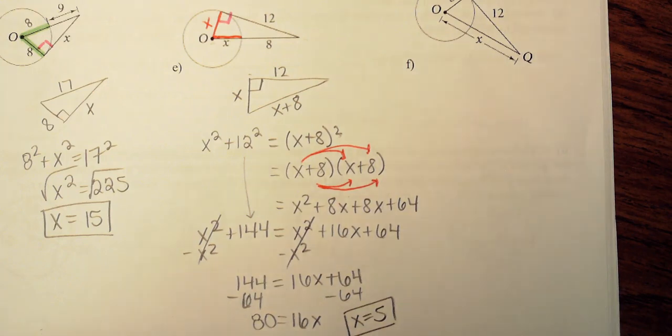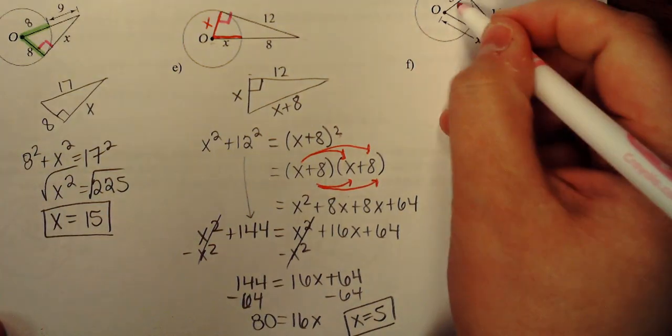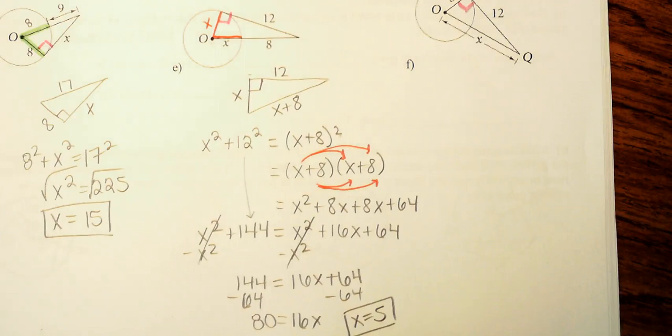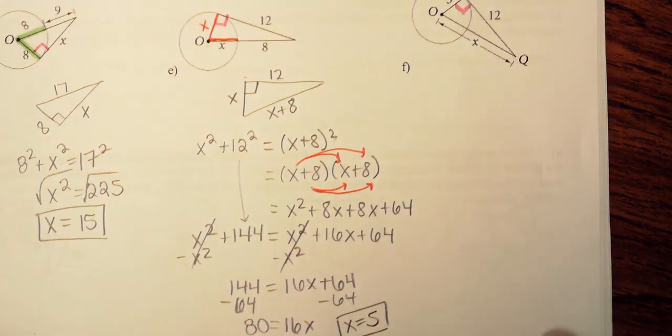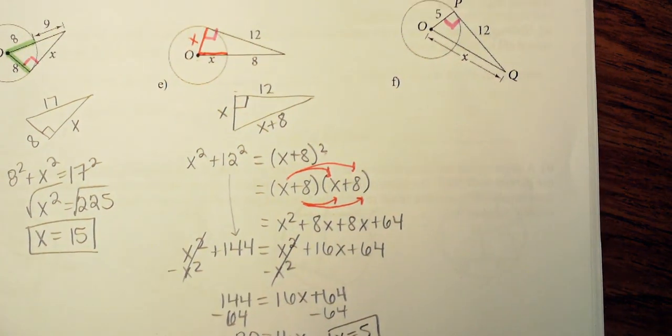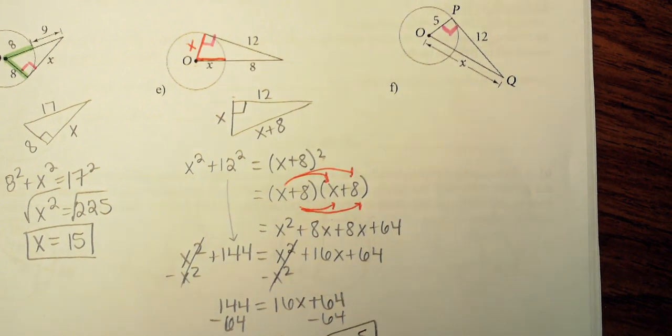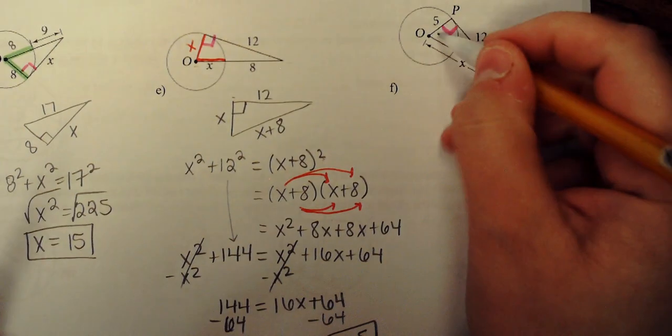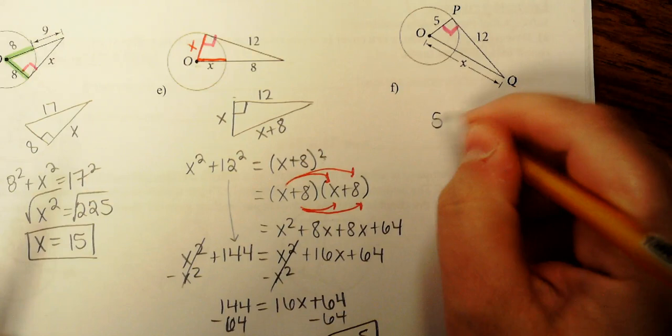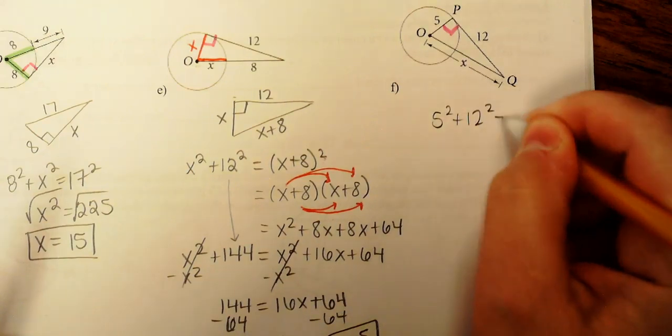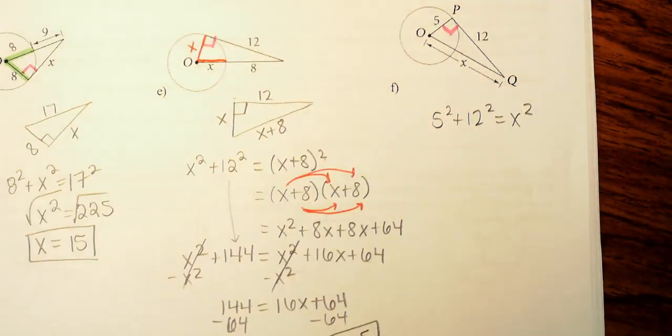On this last picture, you've got what appears to be a tangent line at point P. I'll pull that down a little bit so you can see it. And this is going to be another Pythagorean theorem. In this case, it's not too bad. So we just have the 5 squared plus the 12 squared equals x squared. So we don't have to FOIL anything here. That whole side is x.